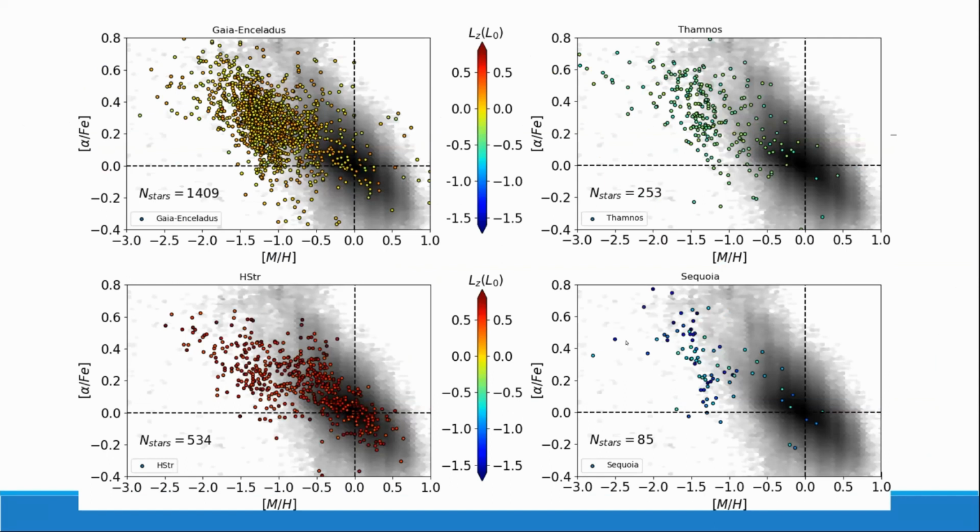You can see, for example, in Sequoia that we observe a depletion in the alpha elements characteristic of the accreted systems. Also in Thamnos, for Gaia-Enceladus and Helmi streams, we have more contamination because the selection is not so specific, it's more wide, but we can still see a predominance of low alpha stars.